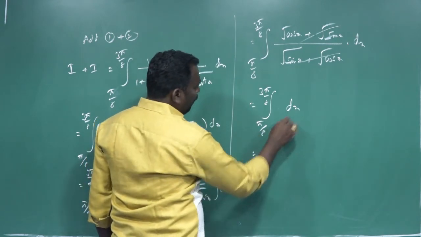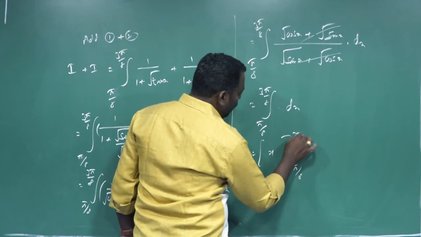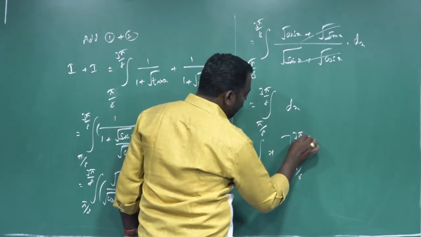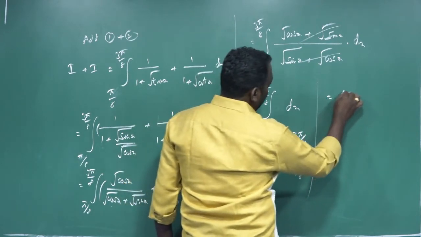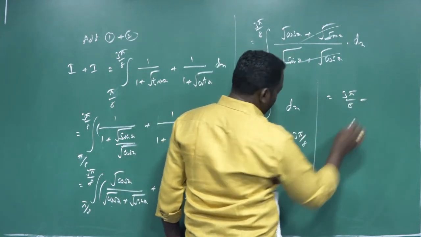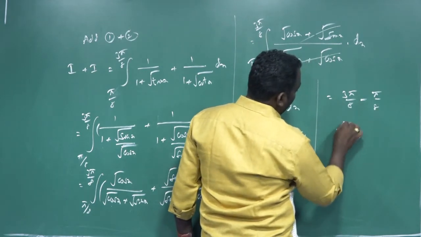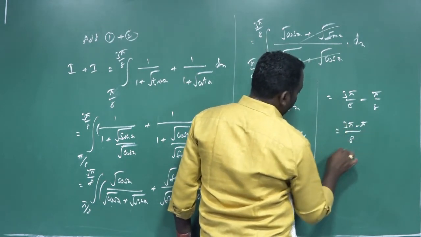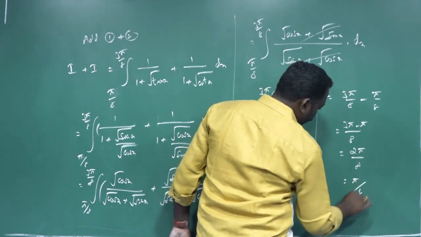Now the integration of dx equals x, with limits pi by 8 to 3 pi by 8. Now apply the limit values. Upper limit 3 pi by 8 minus lower limit pi by 8. Now take 8 common: 3 pi minus pi, that is equal to 2 pi by 8, that is equal to pi by 4.